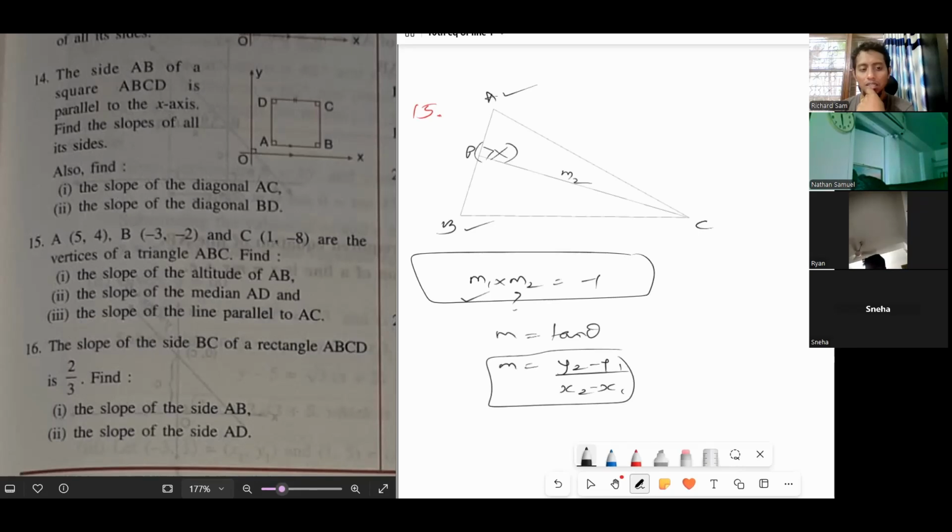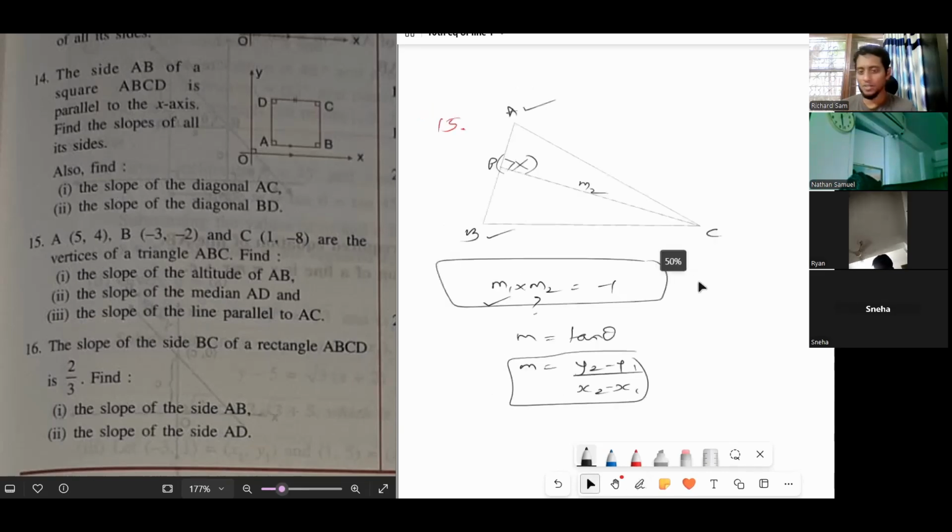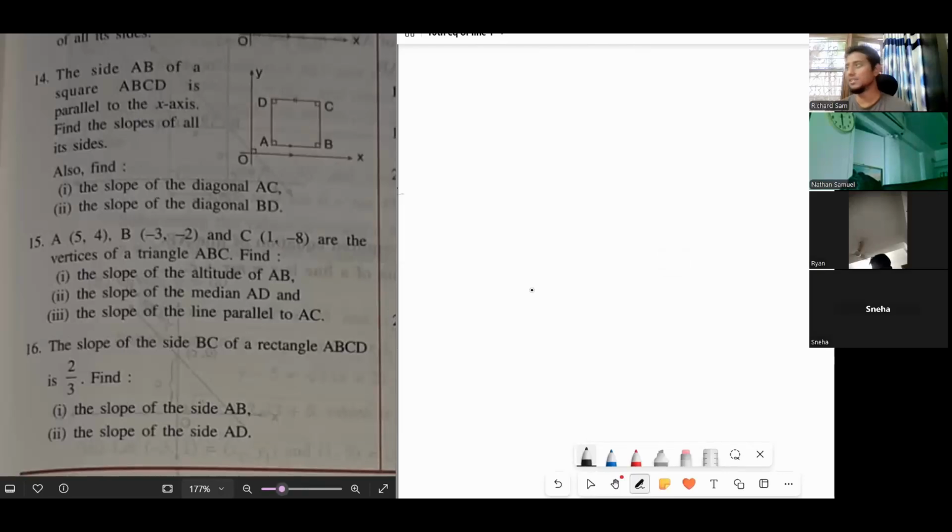AD. What is median AD? See, altitude is different, median is different, okay? I think I made a mistake. I said PC is the median. PC is not median, PC is altitude. Altitude is perpendicular to the base. Let me draw a different triangle and show you what's the difference between altitude and median. Okay?